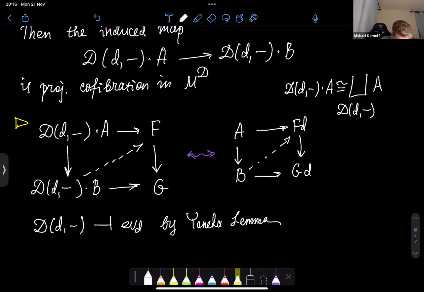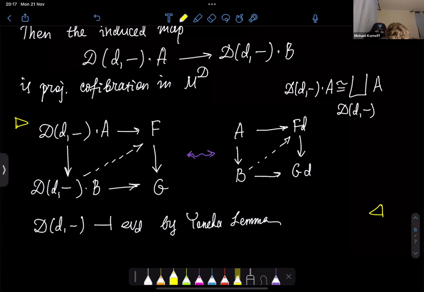So we know that this is a trivial fibration, and this is also a trivial fibration according to the projective model structure. And okay, this is an obvious one, and I think we are done.